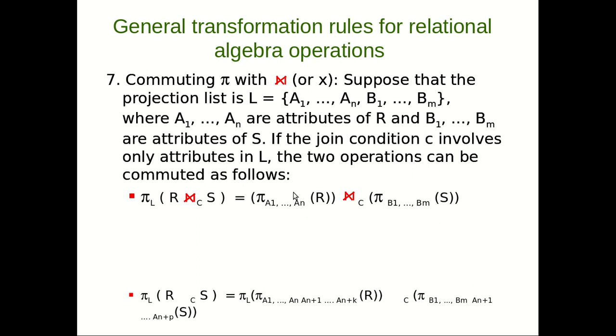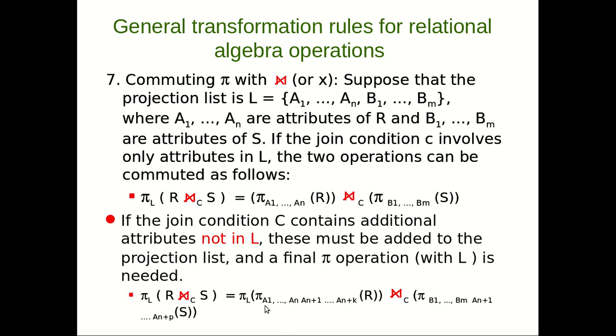That is, you perform the project operation first on both relations and then you combine. Then C must have only the attributes in this projected list. If some more attributes are there, for example C involves some other attributes like A n plus 1 up to A n plus k, then when you project from the relation R, you have to include that additional attribute that is part of the condition.